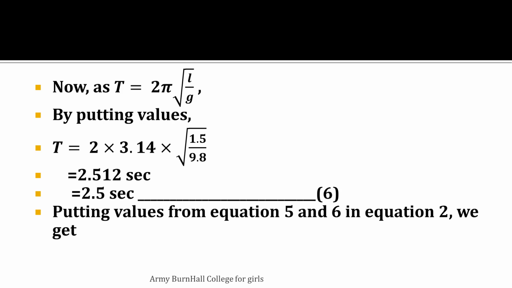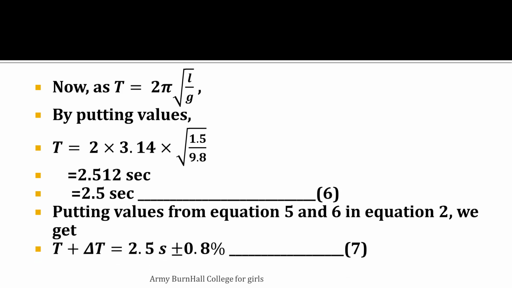So 2.5 seconds. Putting values from equations 5 and 6 in equation 2, we get T plus delta T is equal to 2.5 seconds plus minus 0.8%. You can check that our format is correct, that our answer is having one decimal place in actual value as well as in uncertainty. So rounding off is done in this way, that both should be having same number of decimal places. So T plus delta T is 2.5 seconds plus minus 0.8%, which is the required answer. So we can say this is done.